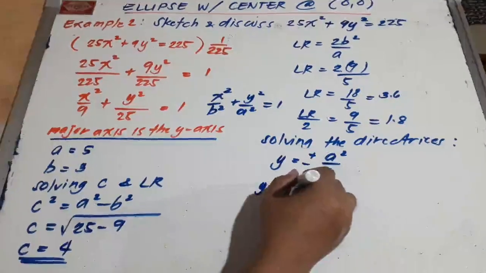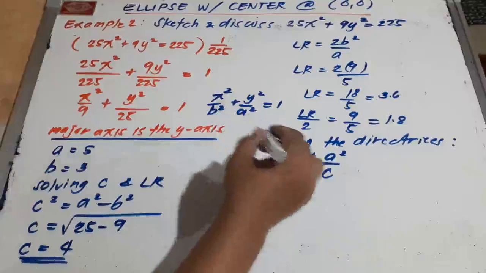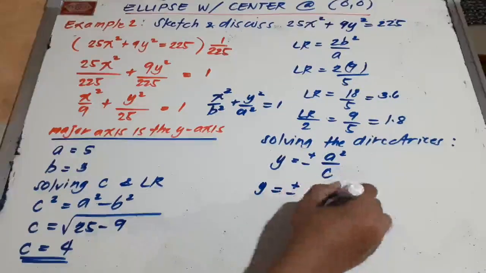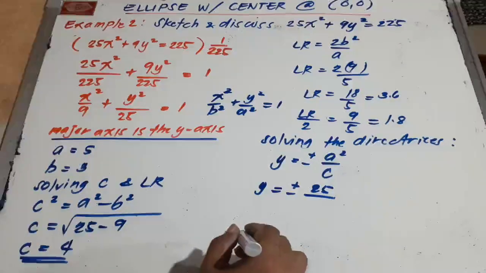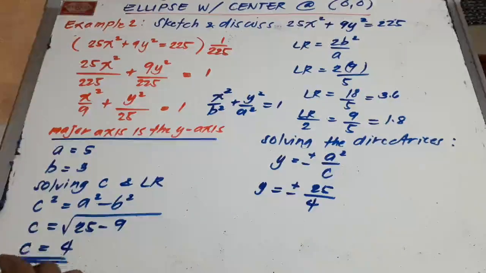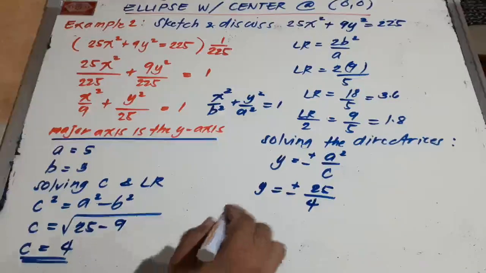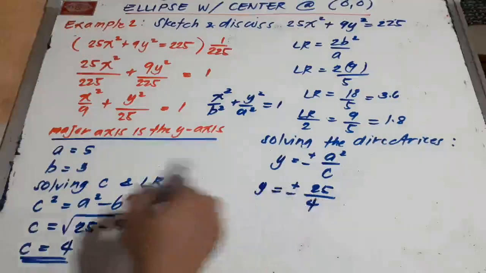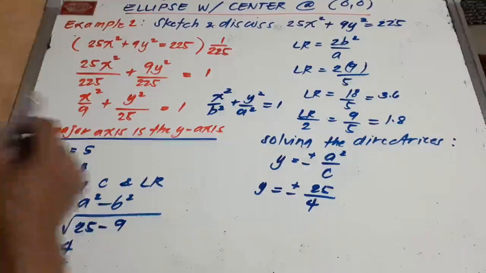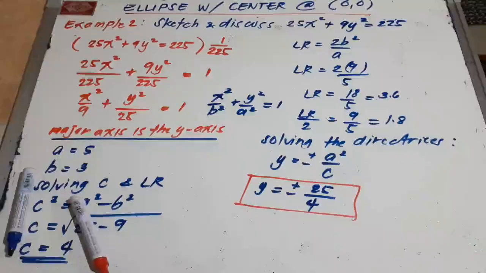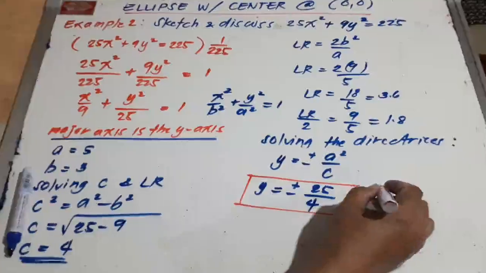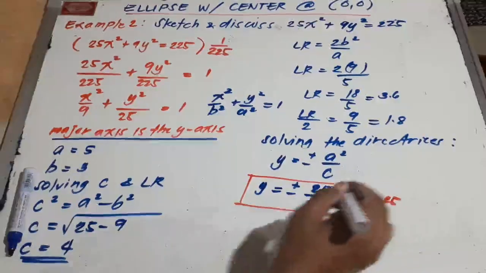Therefore, we have y equals plus or minus a squared is 25 over c. C ang value si 4. So, in decimal, huwag natin ilagay sa decimal. Simplify na lang natin. Ganito na lang, sagot natin. Okay? Para lang ma-plot natin, lalagay natin sa decimal. 25 divided by 4 is 6.25. Okay? So, we have 6.25 para lang ma-plot.